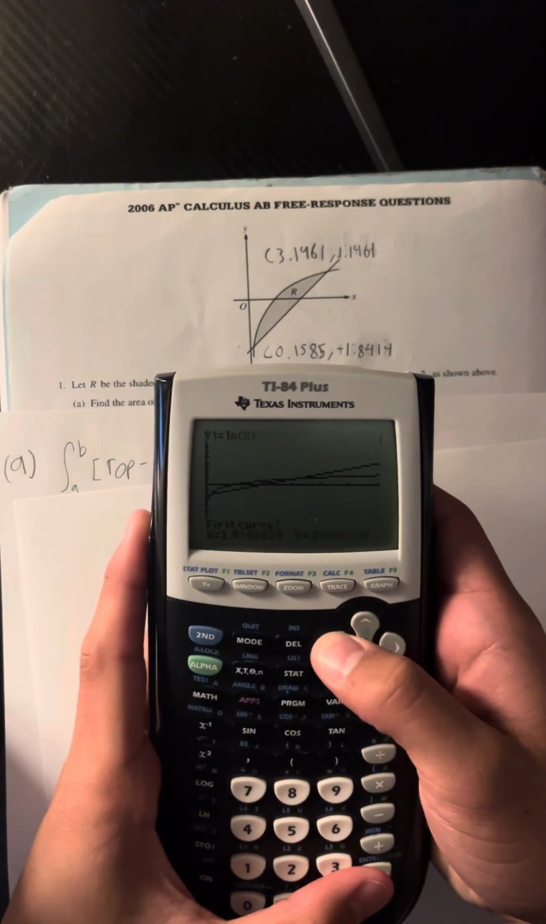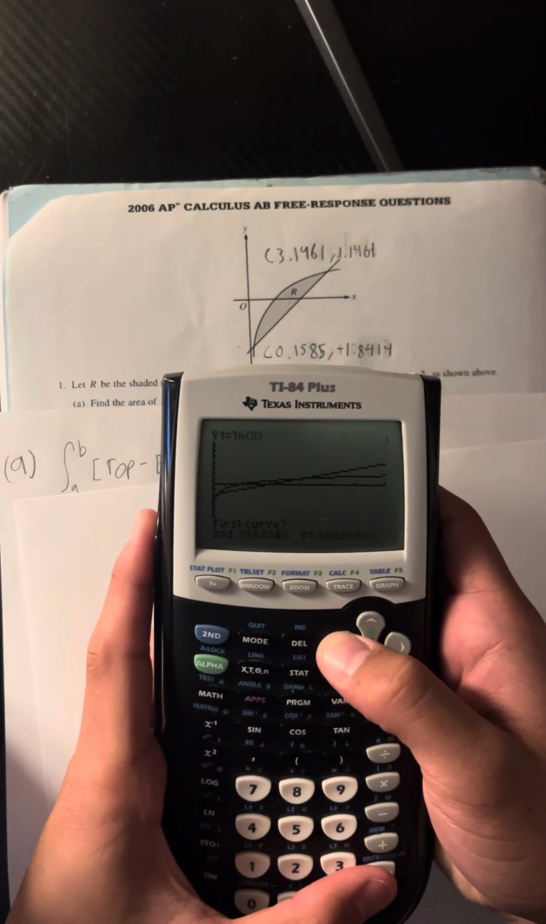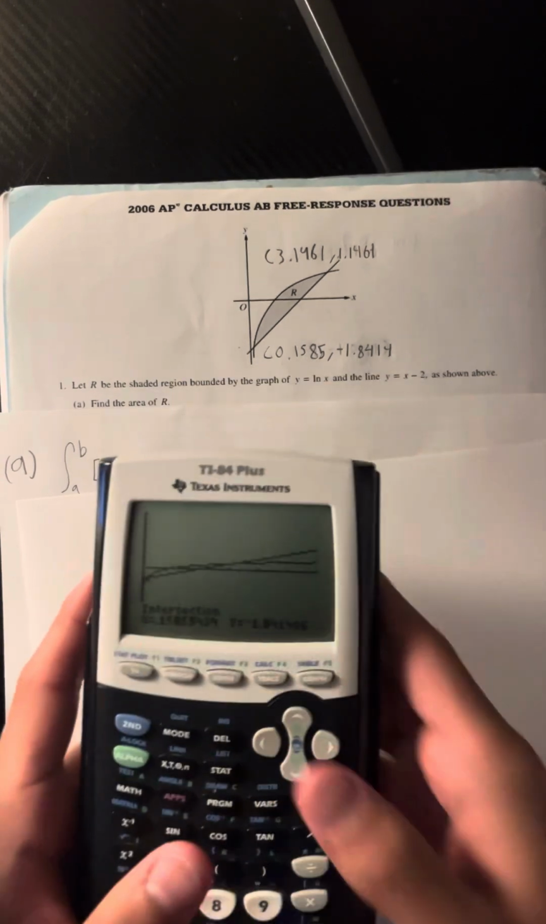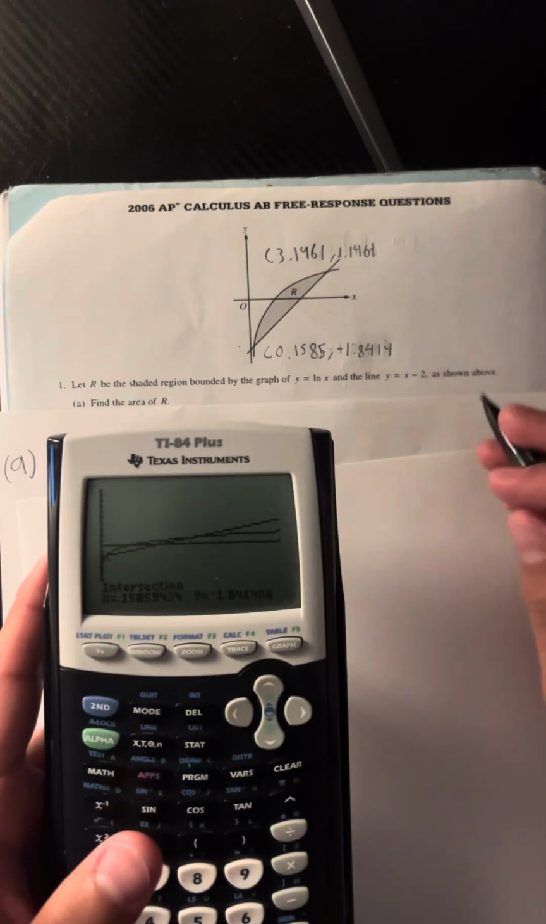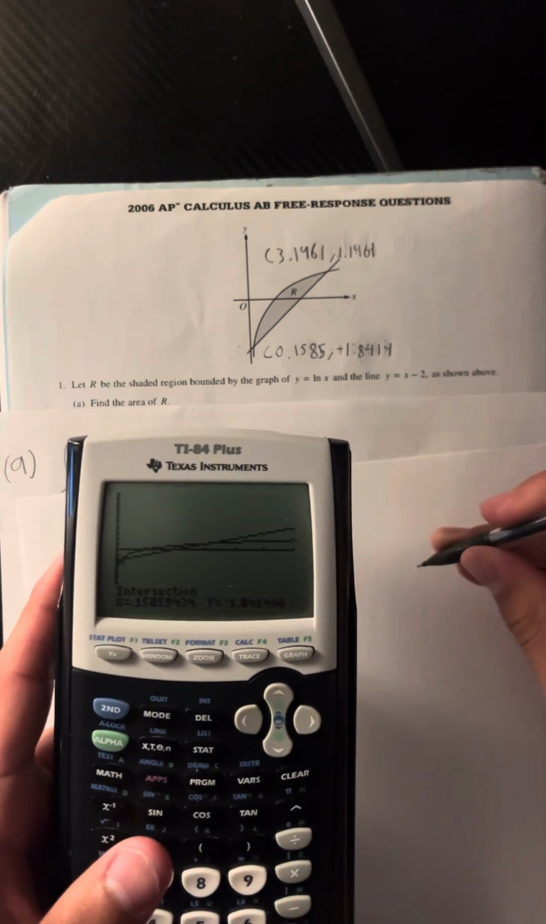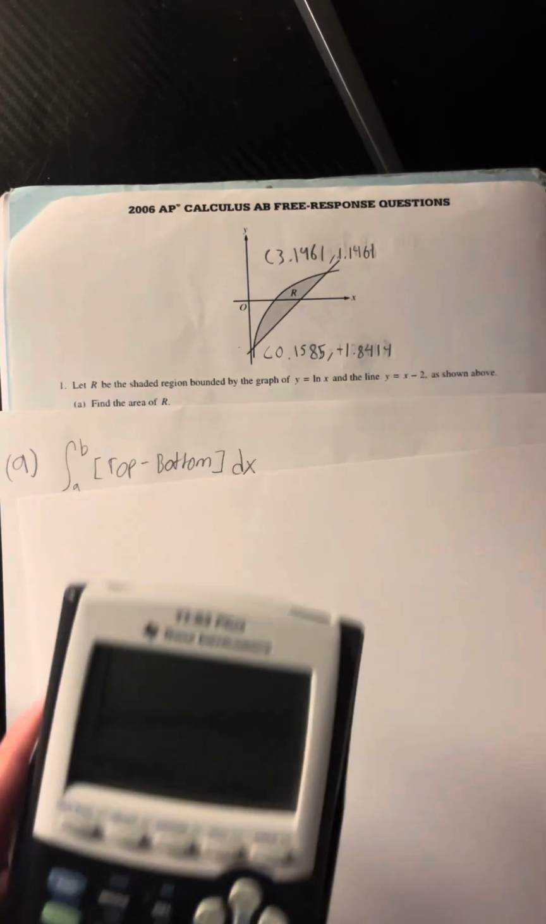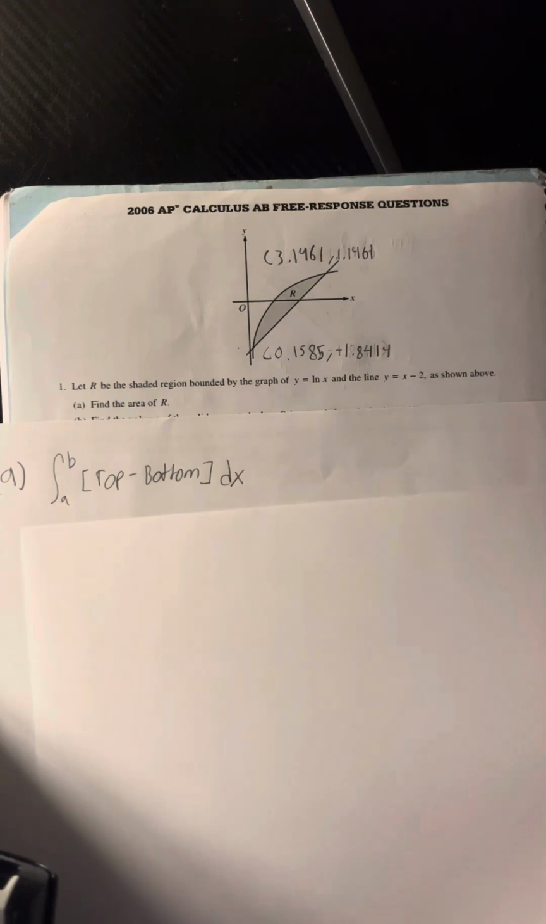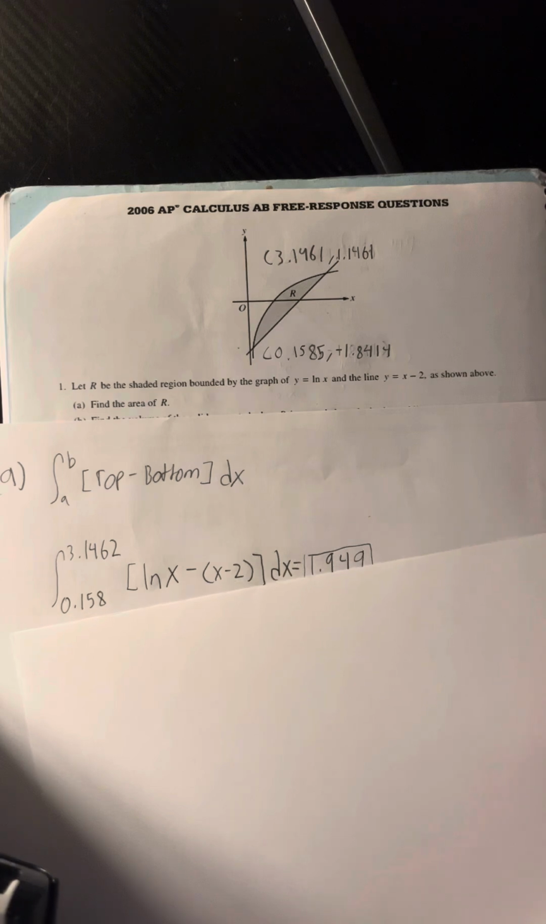Now we find the other intersection. Move it all the way to the left. Alright, now we have our new intersections, 0.1585 and negative 1.8414. Since we have our limits, we can tell that y equals ln x is the top function and that y equals x minus 2 is the bottom function. So we write that out and we put that into our calculator and we get 1.949.